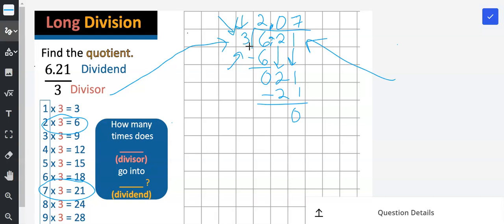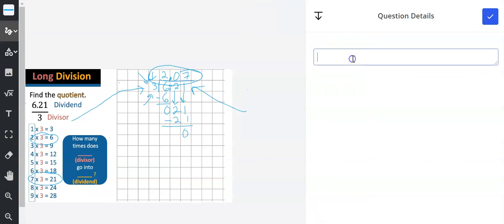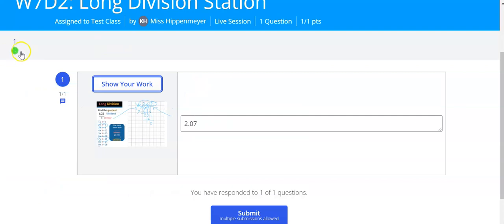And the answer is 2.07, or formally we would say this 2 and 7/100ths. So I'll type that in, and then I can see if I got it correct. And it shows that I did get number 1 correct.